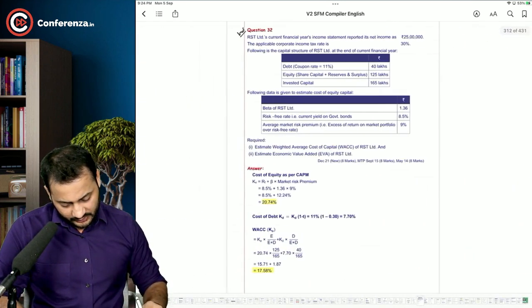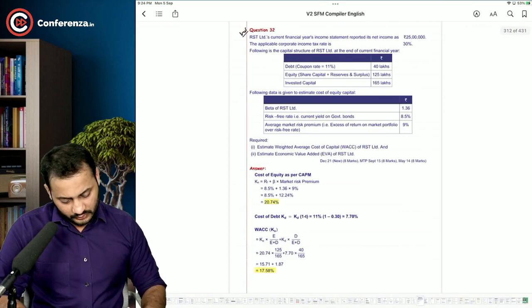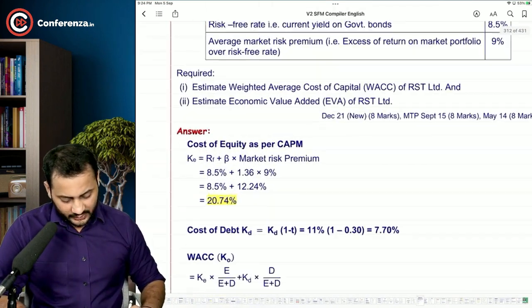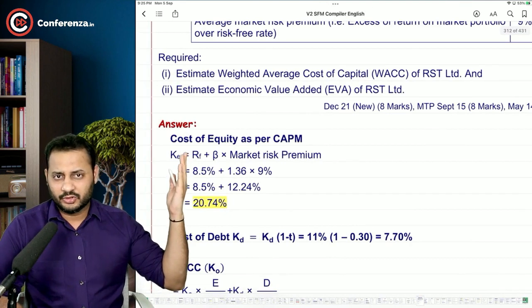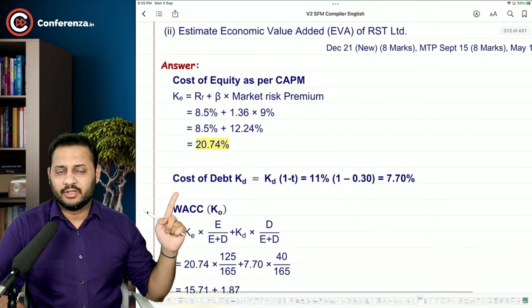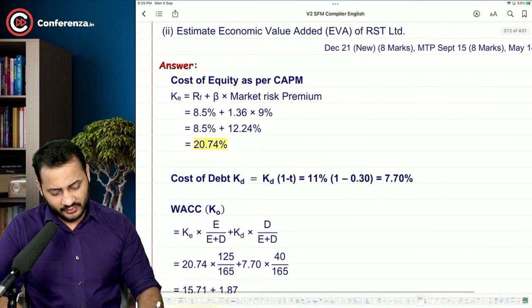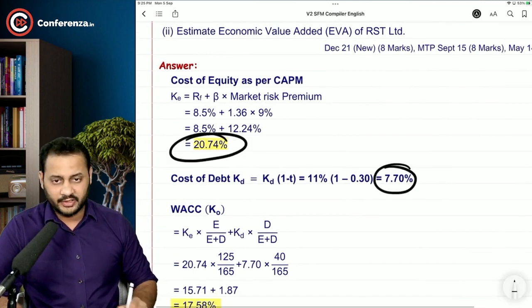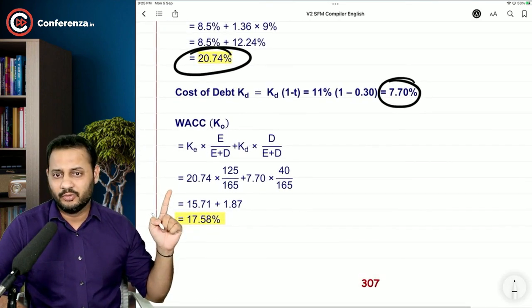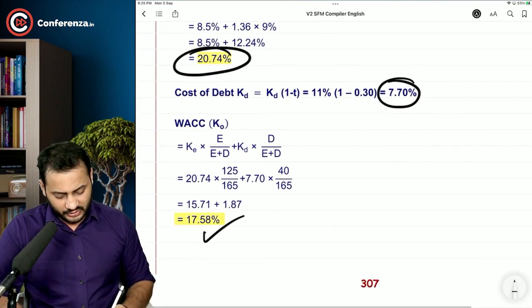Let's find something good to discuss. Question number 32 is again on you. Why? I will tell you. First of all, you will calculate the cost of equity using CAPM. All the data is given in the question. Now you will calculate the cost of debt, 1 minus tax. So you have calculated the cost of equity and cost of debt. By using both of them, you will calculate the WACC, weighted average cost of capital.